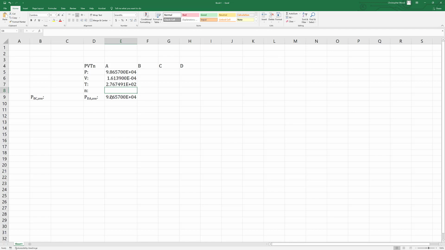Let's use the ideal gas law to compute the number of moles of working substance in our engine. If PV equals nRT, then N equals P, click, times V, click, divided by T, divided by R, which is 8.314. Here's our first sanity check.